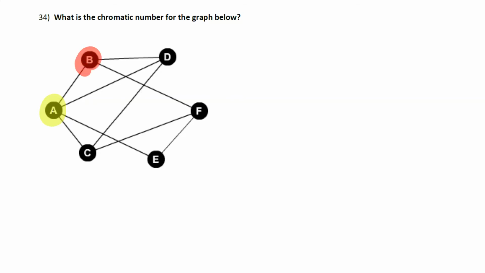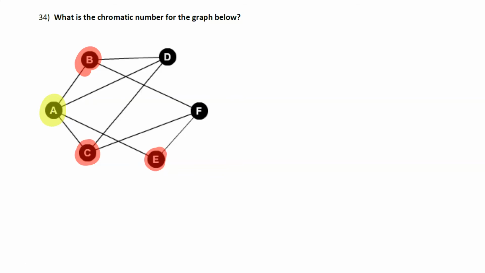Now we can also color C because it's adjacent to A, but it is not adjacent to B, so we don't have any conflict there. If I were to color vertex D red as well, we're not allowed to do that, because it is adjacent to B, which is already red. So we can't go red there. Vertex E, however, is adjacent to A, but it's not adjacent to any other vertex which is currently colored red, so we can color E red as well.